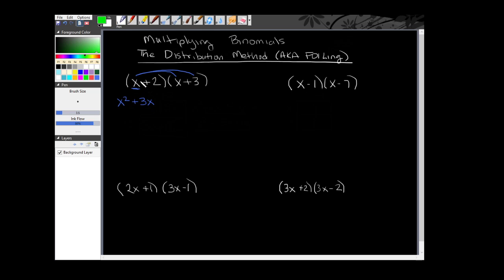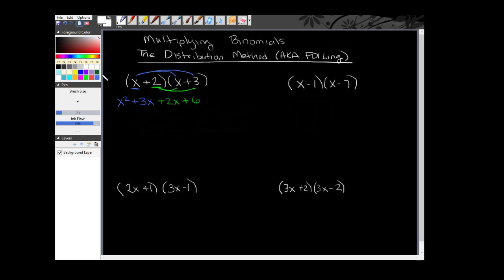So once you've multiplied the first term, then I just go systematically now to the next term. So I will take this 2 and also multiply it to the x and the 3 in the second set of parentheses. So I get 2 times x, which is 2x, and 2 times 3, which is 6.